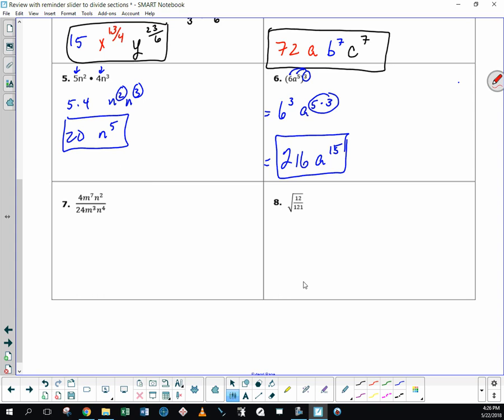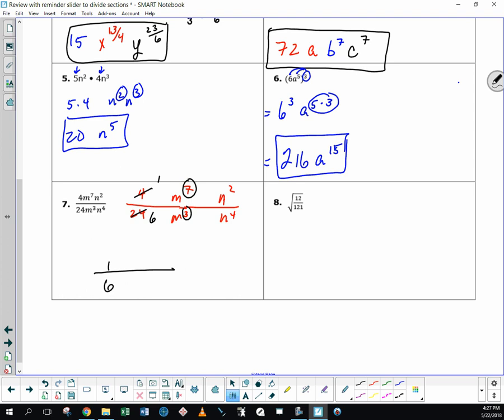Taking a look at number 7, I'm going to simplify number by number, letter by letter. Some people it helps to spread it out. All right, what will divide into 4 and 24? 4 goes into 4 once, and it goes into 24 6 times. So I know my answer has a 1/6.